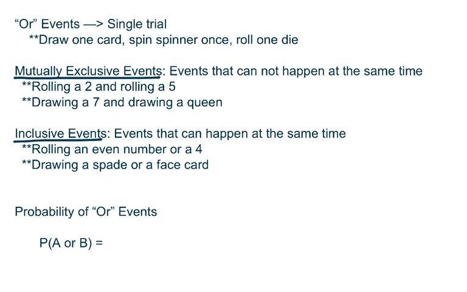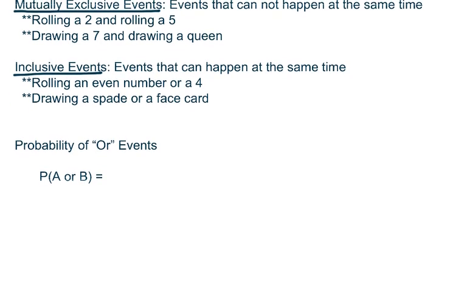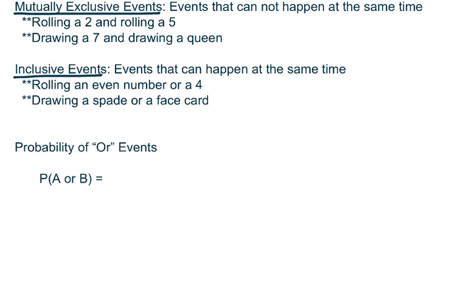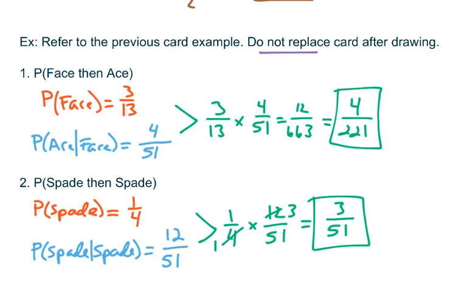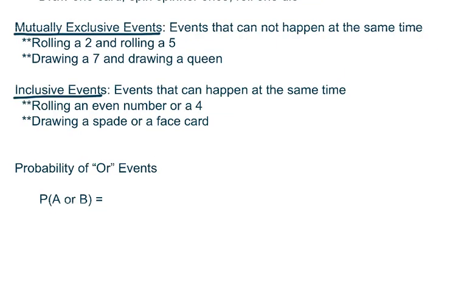So if the events are either mutually exclusive, meaning they can't happen at the same time, or they are inclusive, meaning they can, the formula, whether it's exclusive or inclusive, is really pretty much the same. The probability of A or B, and you'll be able to tell the difference between and/then or just by this word in between. It's either A or B, or then it's going to be then or and. Okay, so that's going to be the difference.